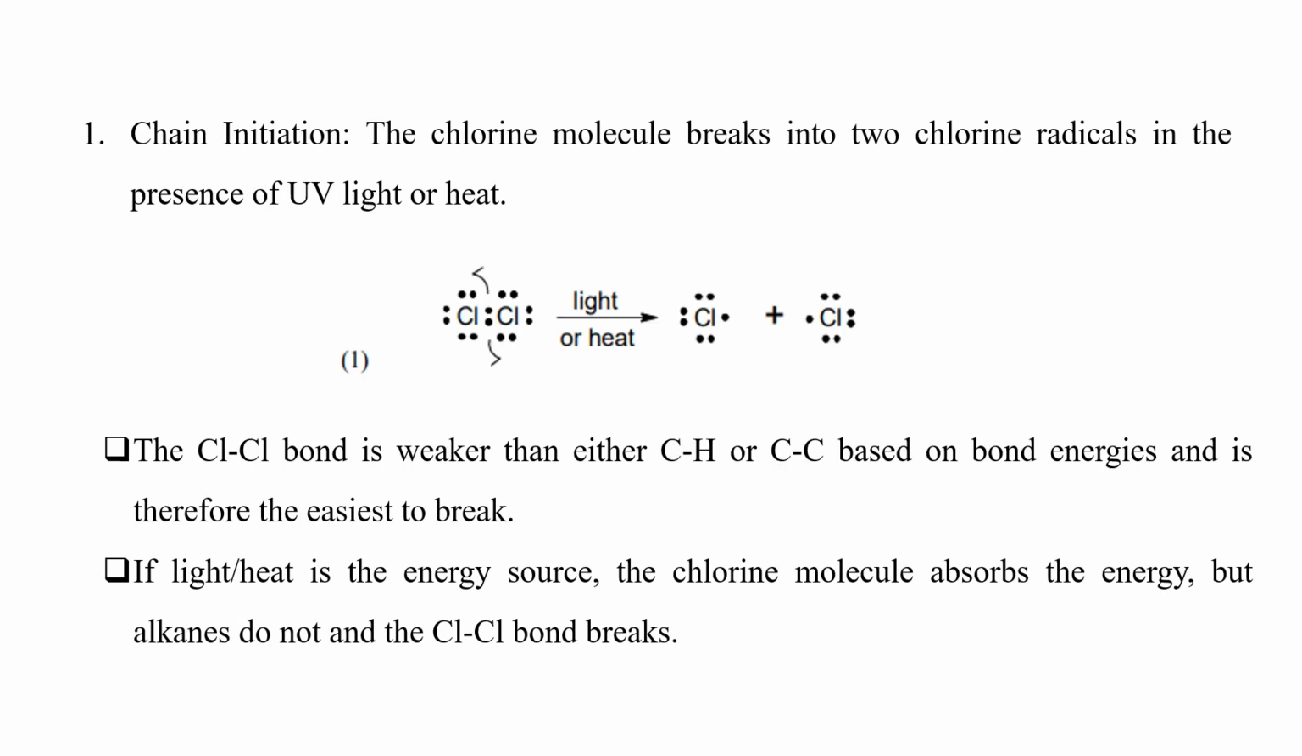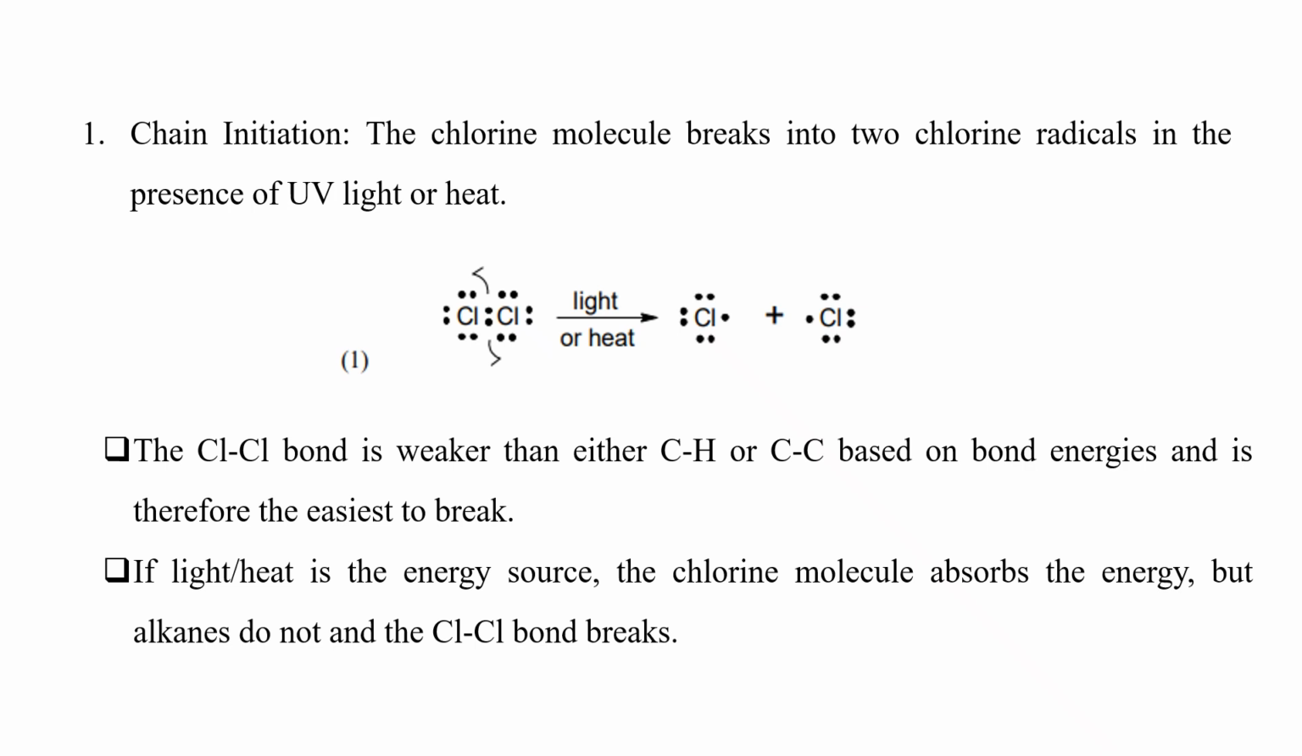So we say that the first step is chain initiation. What happens during chain initiation is that the chlorine molecule breaks into two chlorine radicals in the presence of UV light or heat. Now, I want you to take note of those arrows, right? Those arrows are what? Are half-headed, right? And for this mechanism, we are only going to use half-headed arrows.